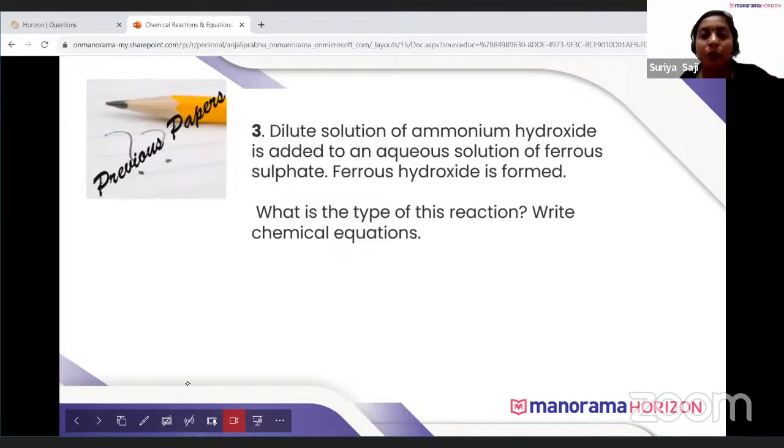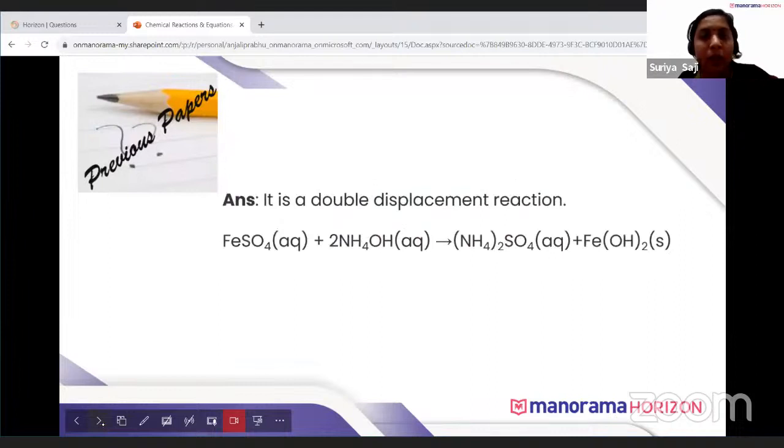So next question. Dilute solution of ammonium hydroxide is added to aqueous solution of ferrous sulfate. We will get ferrous hydroxide. What type of reaction is this, and the chemical equation? This is also a double displacement reaction, and the equation is like this. FeSO4 plus ammonium hydroxide, NH4OH, gives ammonium sulfate plus Fe(OH)2. This is ferrous hydroxide, not ferric hydroxide. Fe(OH)3 is ferric hydroxide. This is ferrous hydroxide.